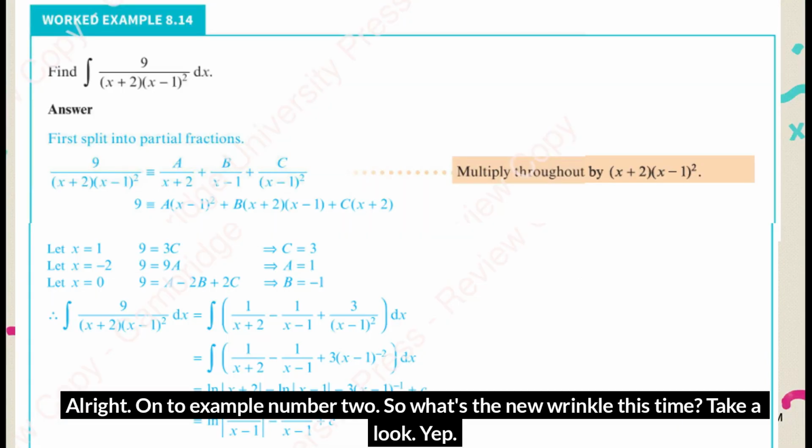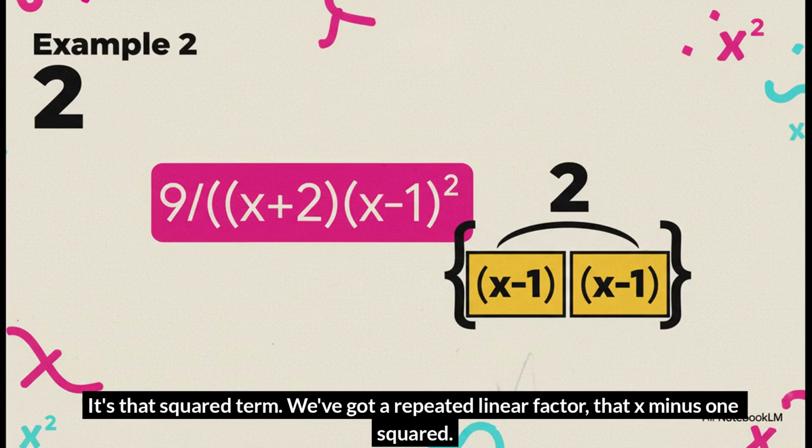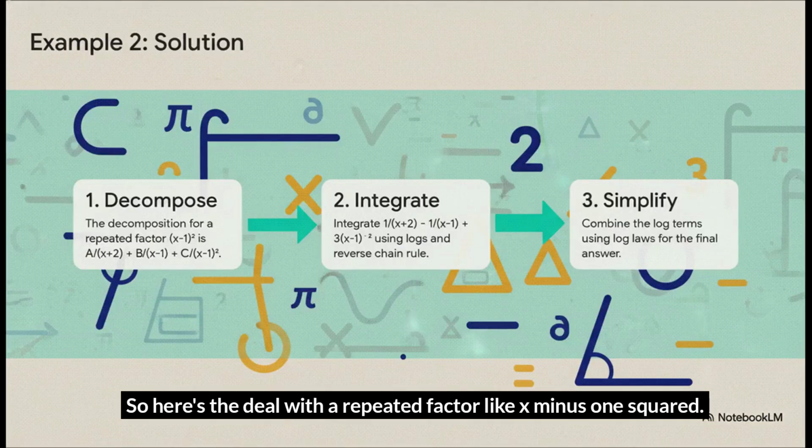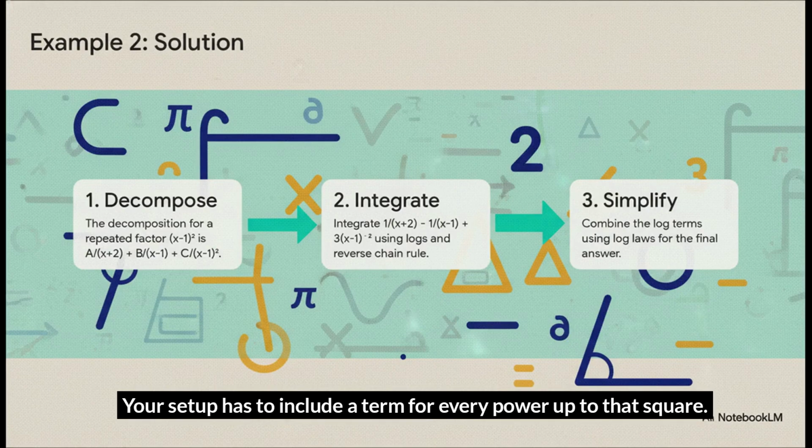All right, on to example number 2. So, what's the new wrinkle this time? Take a look. Yep, it's that squared term. We've got a repeated linear factor, that x minus 1 squared. And believe me, that comes with its own special set of rules for how we break it down. So here's the deal with a repeated factor like x minus 1 squared. Your setup has to include a term for every power up to that square.